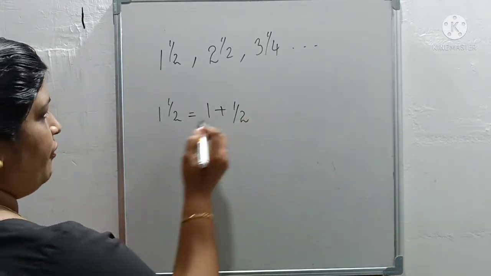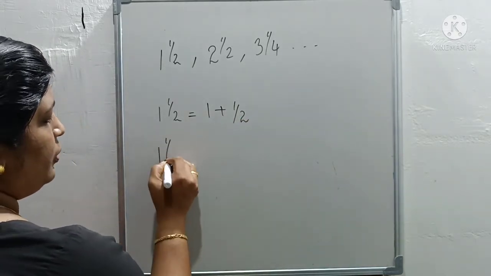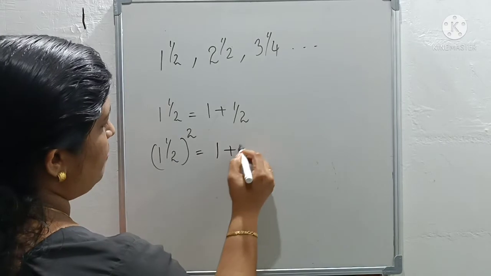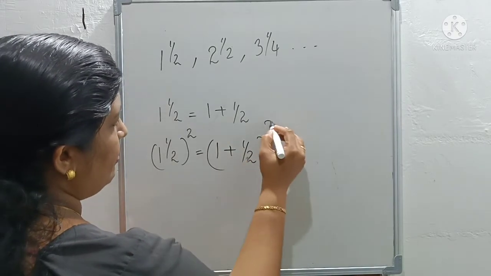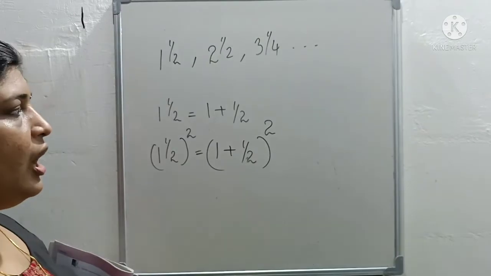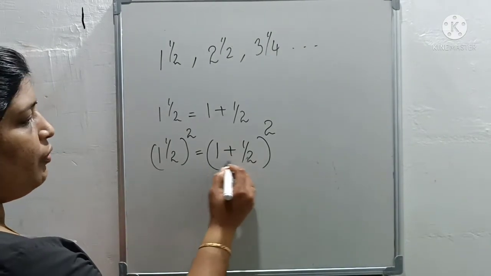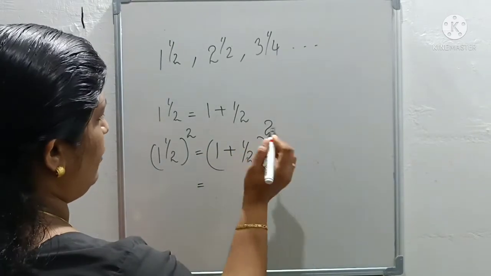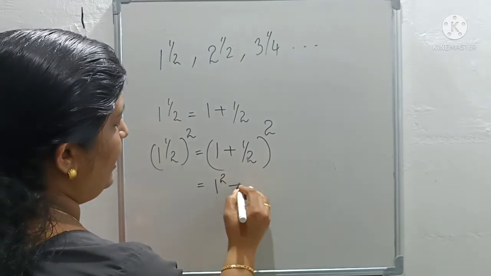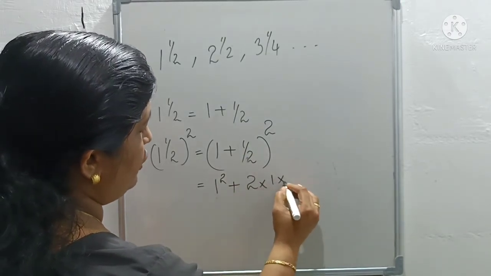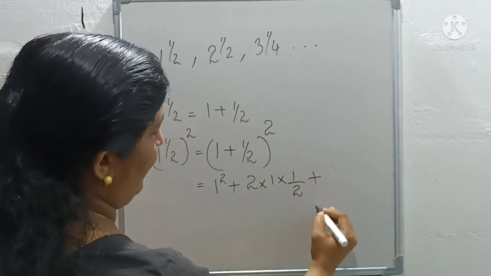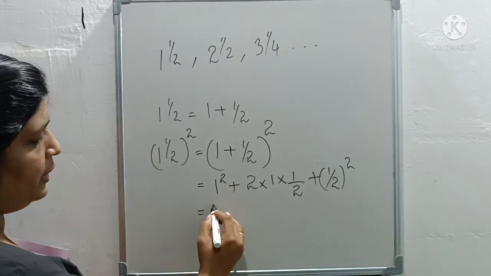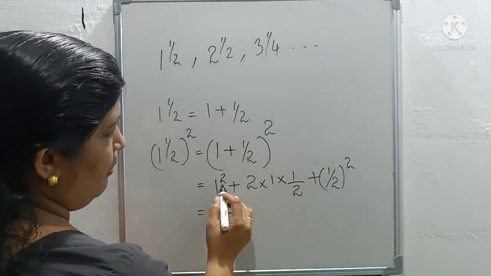Okay, 1 plus half. Then what about its square? What about 1 1/2 squared? Yes, 1 1/2 squared is equal to (1 plus half) whole squared. Then using our identity (a plus b) whole squared, how can we expand this? Yes, this is equal to 1 squared plus 2 into 1 into 1/2 plus (1/2) squared.